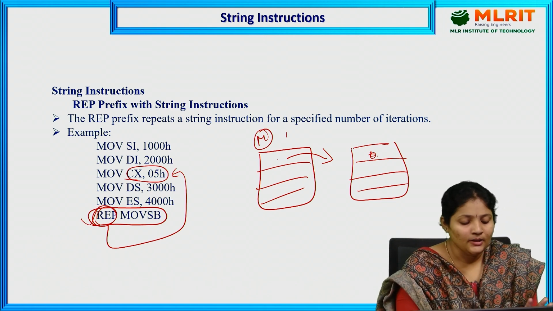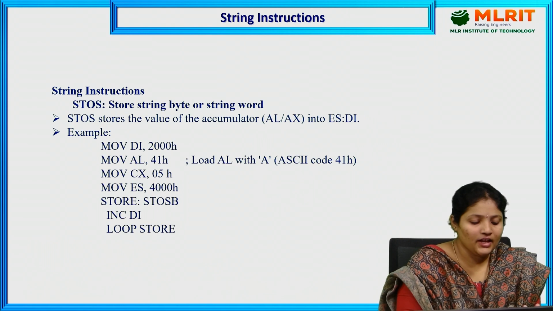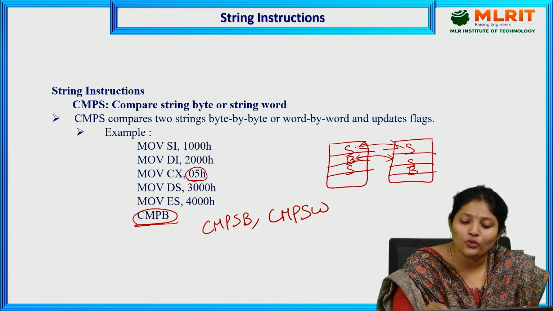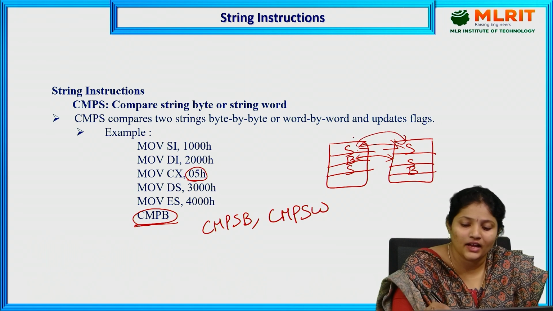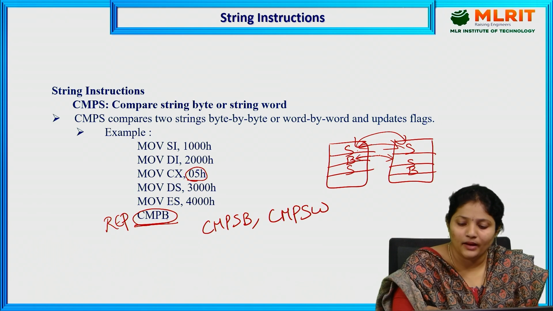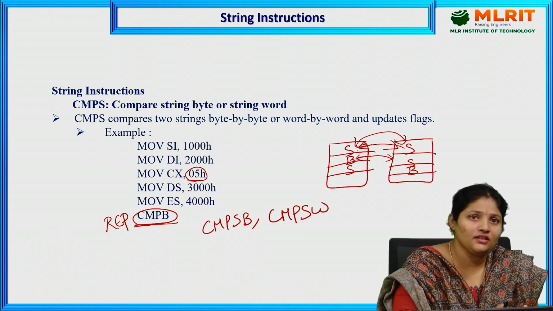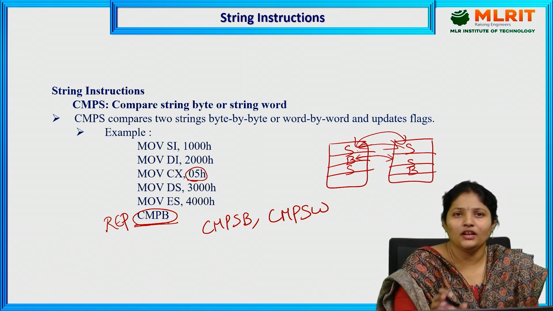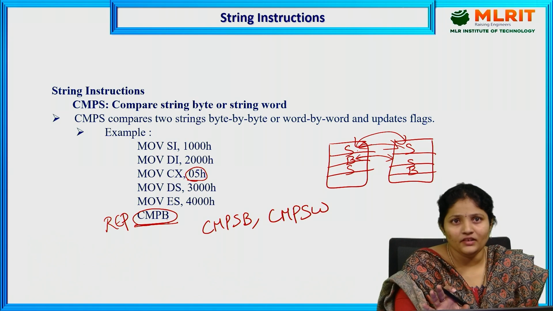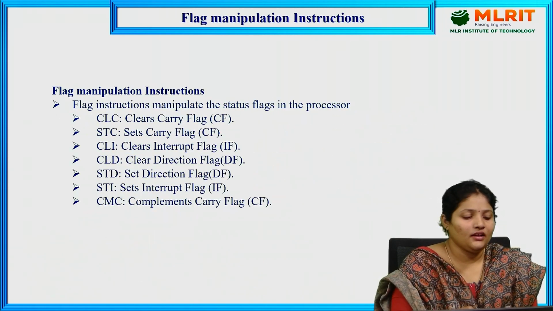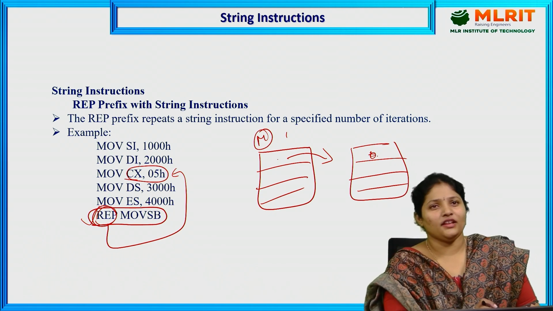If I write CMPSB only, as I have already told, it will compare only the first locations. Only when we write the repeat instruction will the second byte and the third byte get compared. Unless we mention the repeat instruction, the comparison, scan or store will act only on the first byte of the string. So these are all the string instructions of the 8086 microprocessor.